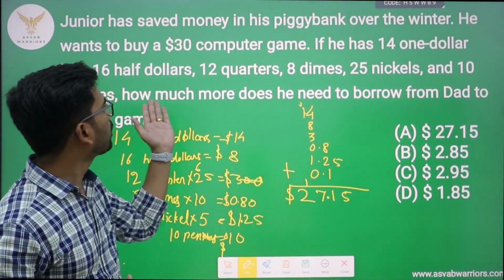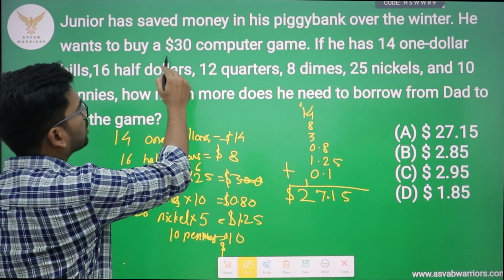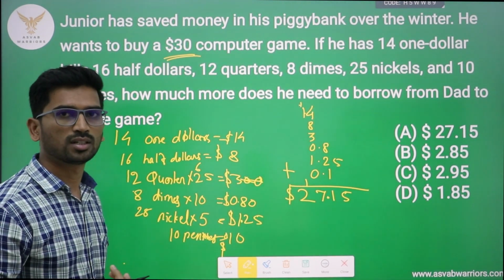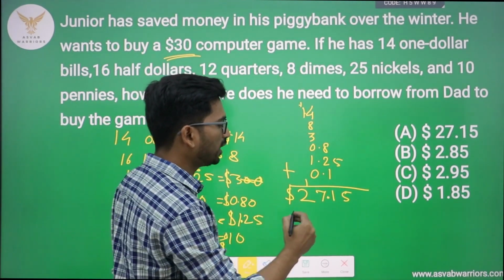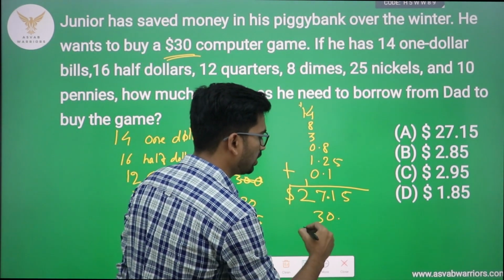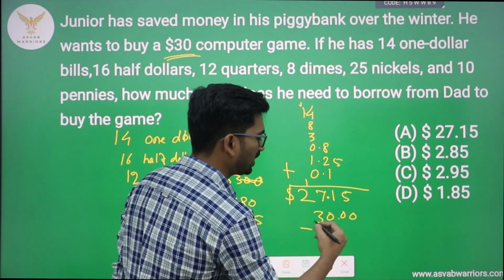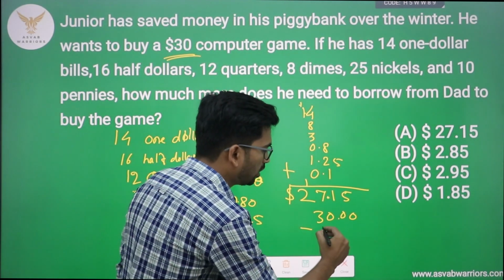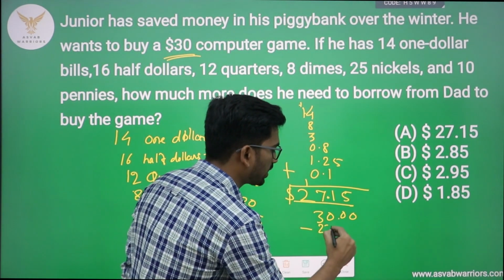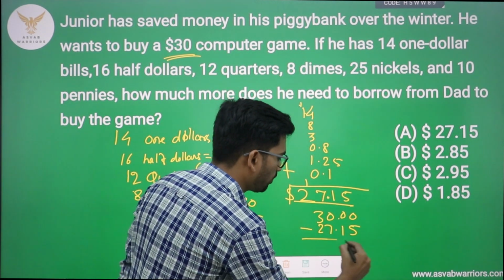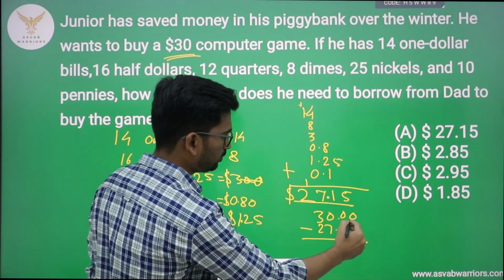Now the computer game costs $30. The cost of the computer game is $30. So how much more he will need? He will need 30 minus 30.00 is nothing but 30. So 30 minus 27.15. How much is this?